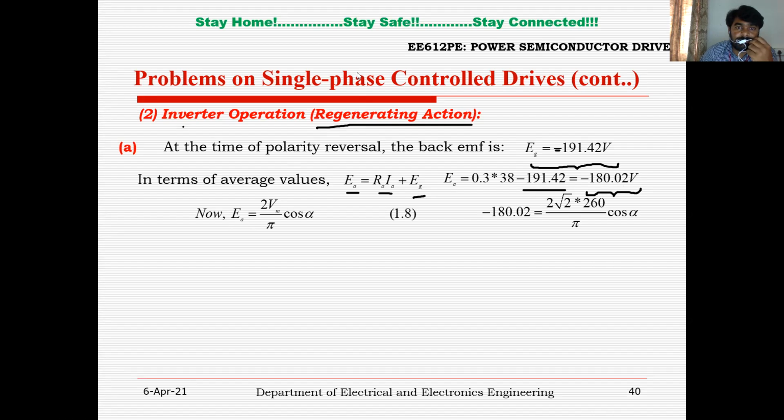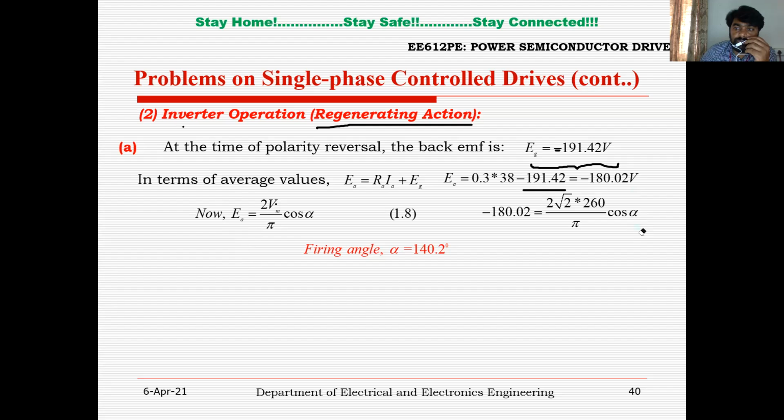So now from this one, this is the average voltage of a fully controlled converter. So we know EA, just now we have calculated, is minus 180.02 volts, right? Vm is root 2 times the V supply. V supply is 260 volts. Then you can calculate the alpha. So alpha you will get as 140.2.